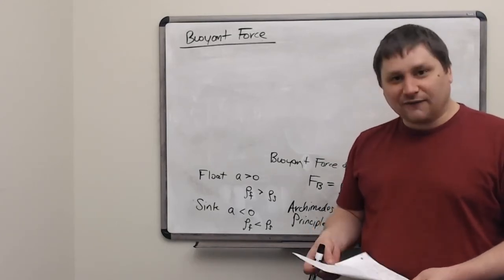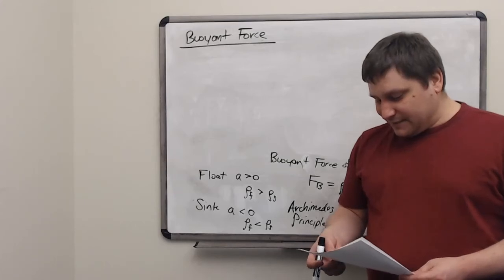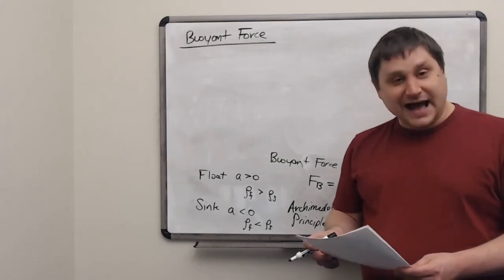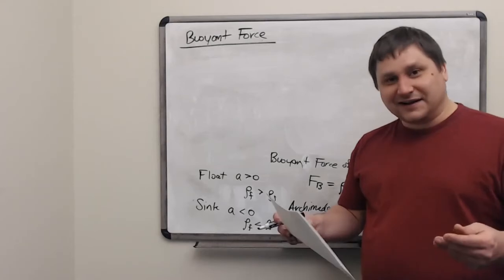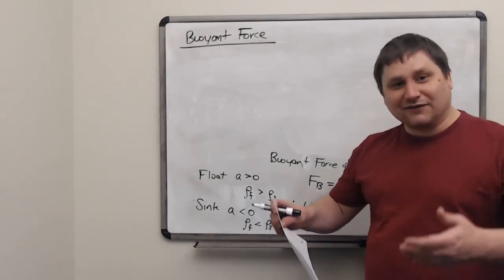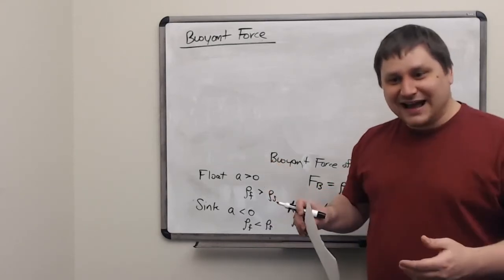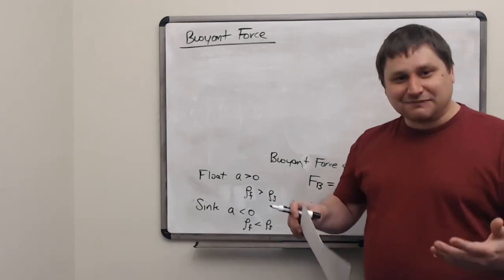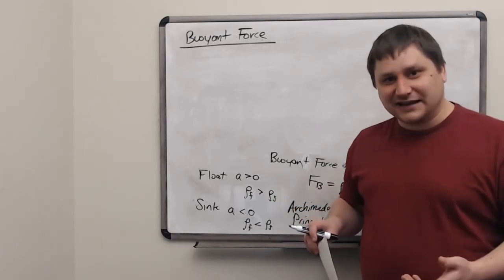And he couldn't figure it out for quite some time, but his wife told him to relax and take a bath, and he took the bath, and as he sunk in the bathtub, the water level rose up as he went down, and he figured out that he was displacing volume, and that that was the key to solving the problem.